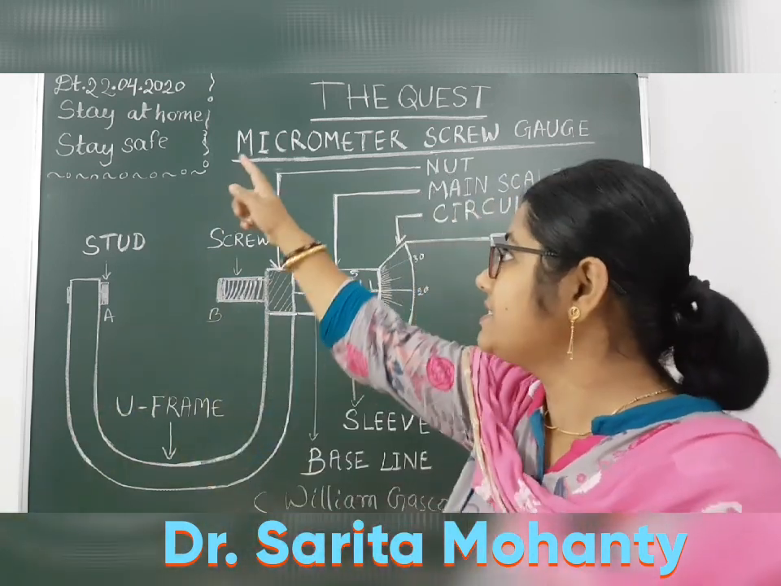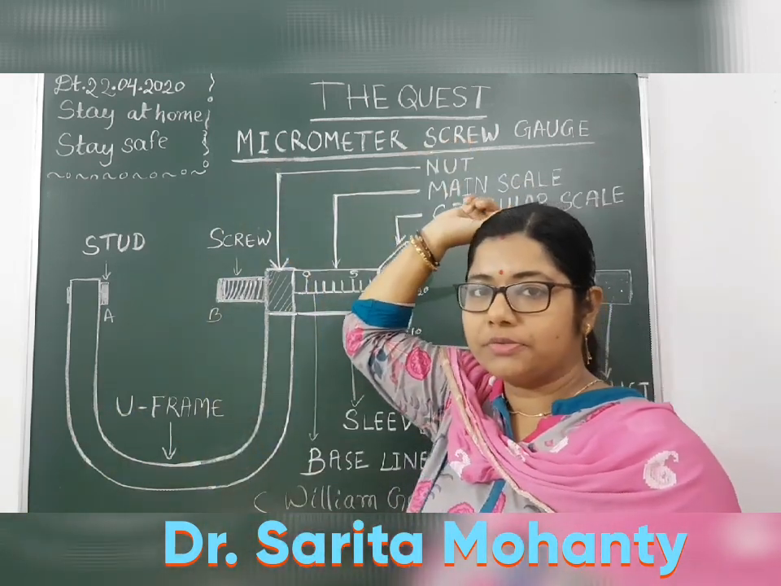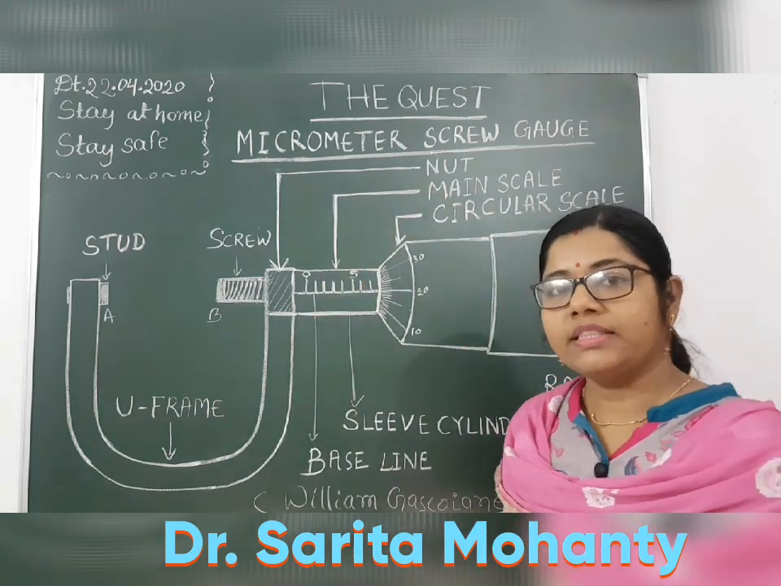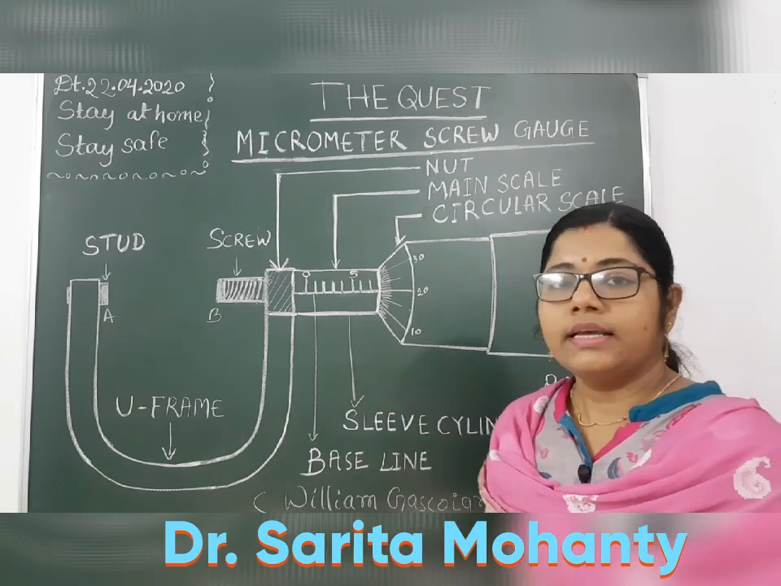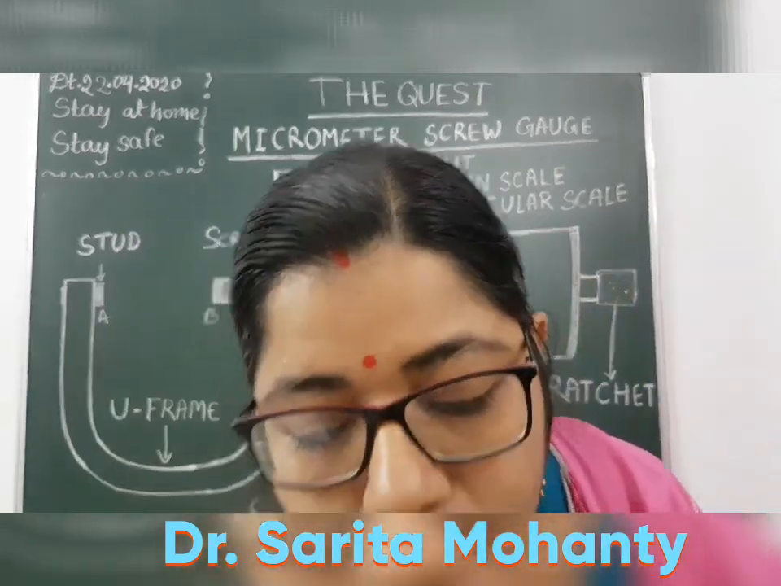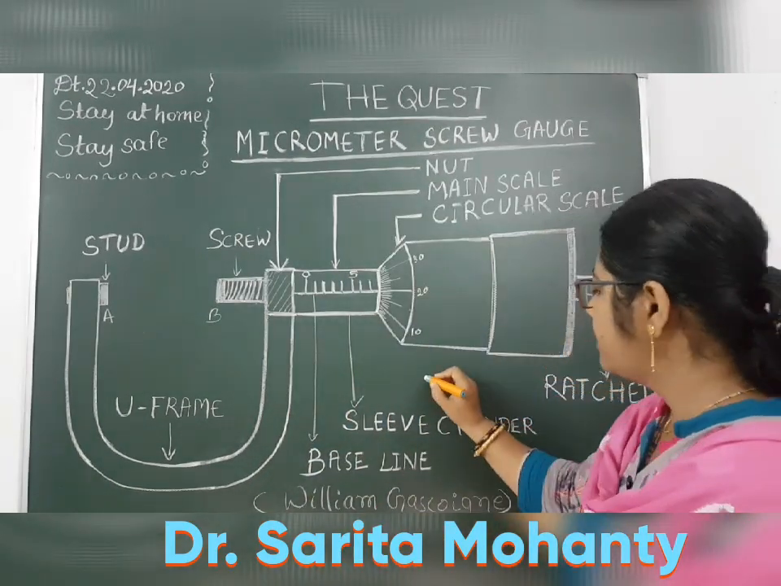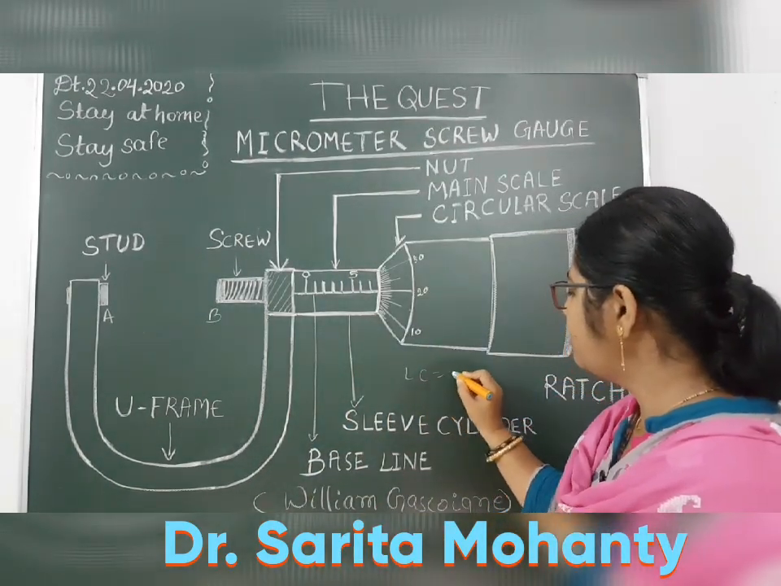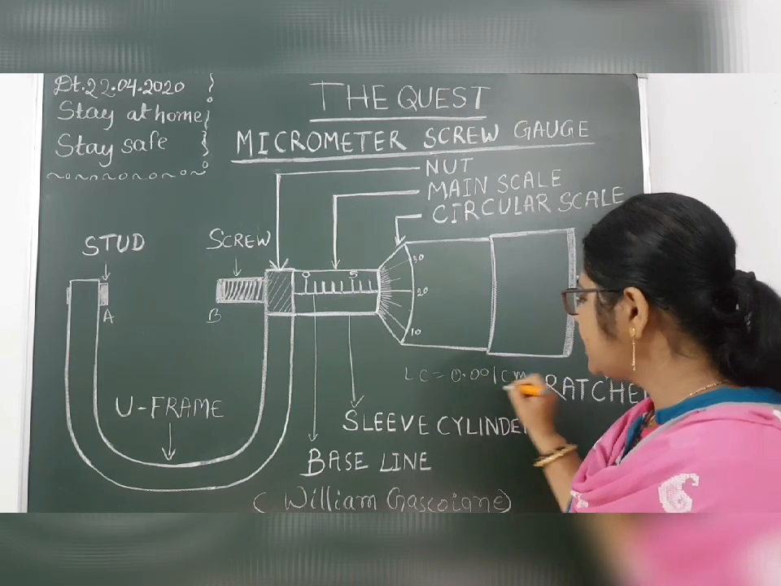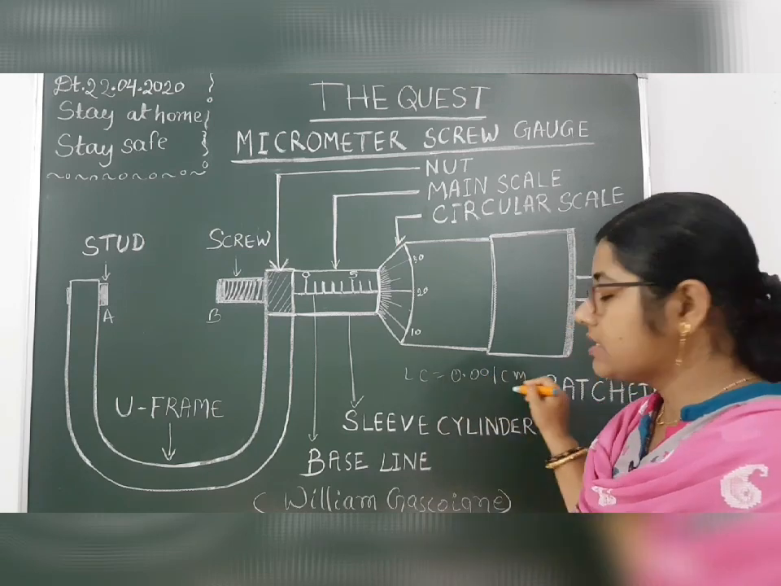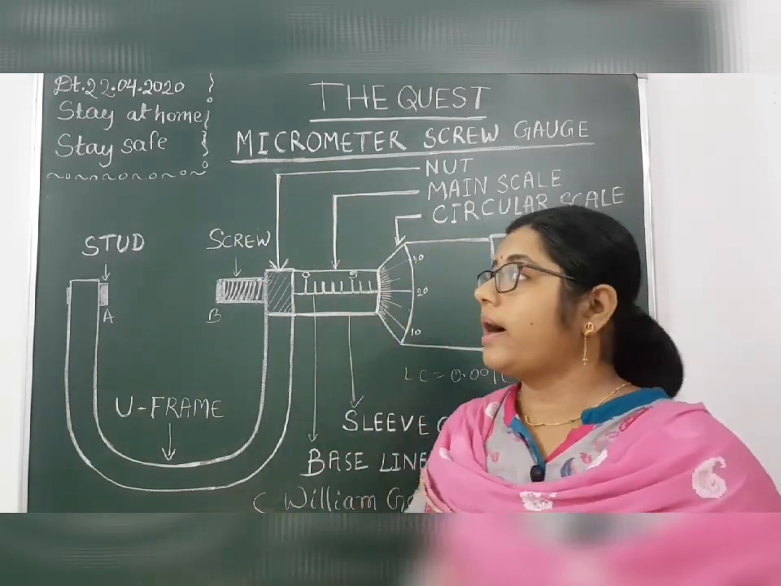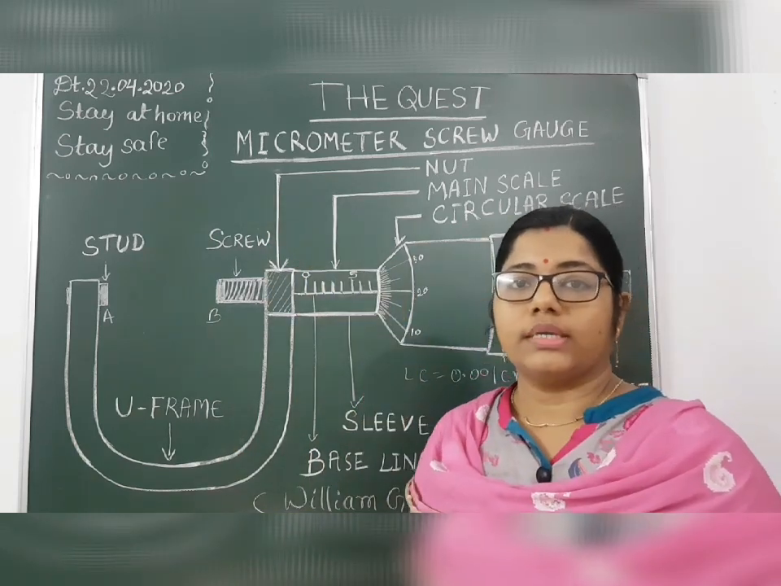Today our topic is micrometer screw gauge. It was invented by William Gascoigne in 17th century. It has a least count of 0.001 centimeter or still lower, and this comes in the order of the micrometer. That is why it is called as micrometer screw gauge.